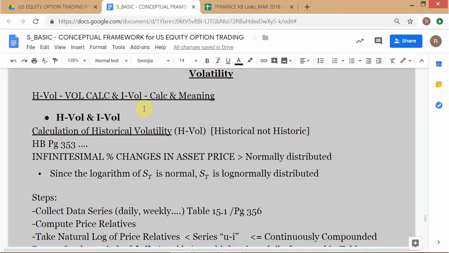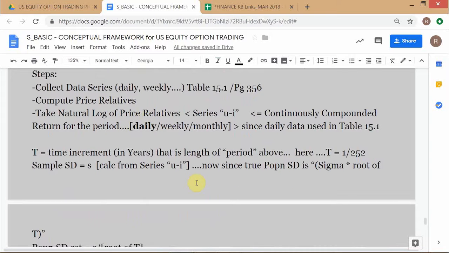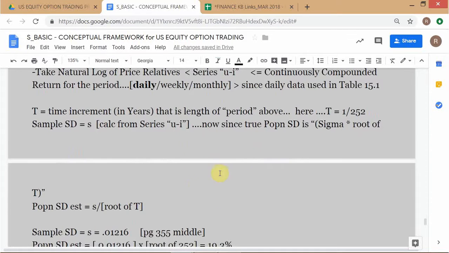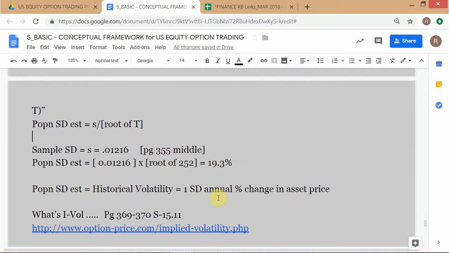Okay, then in the third column you take the natural logarithms of the price series, so you get a natural logarithm series. Then you follow these steps: take the standard deviation, then multiply it by the square root of time, etc. You perform these calculations. Now you come to a vol estimate. This vol estimate that you come to here is 19.3.